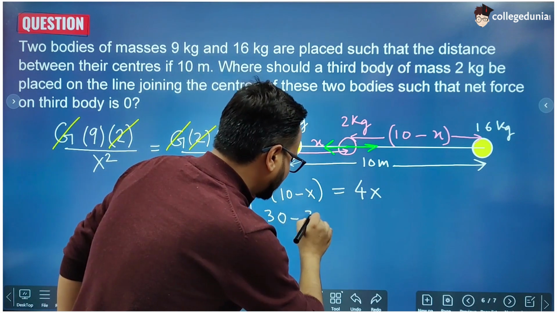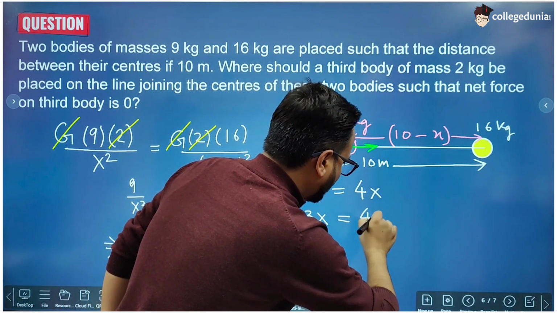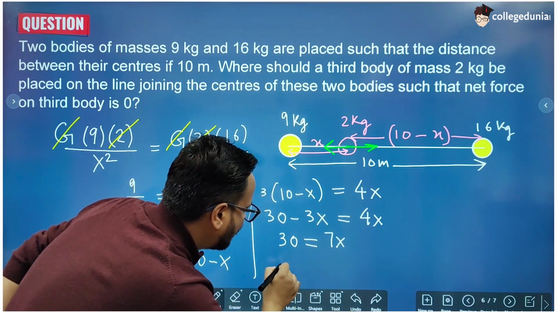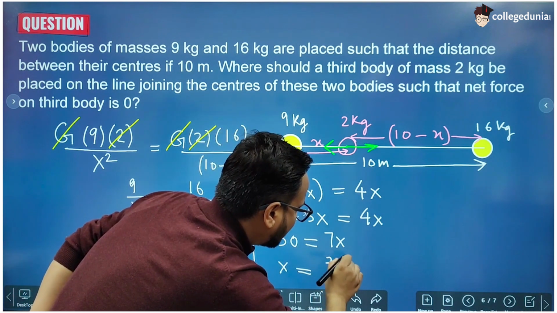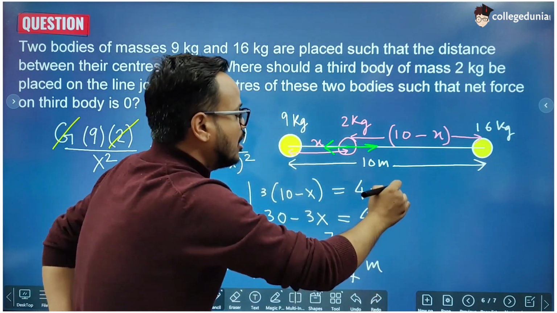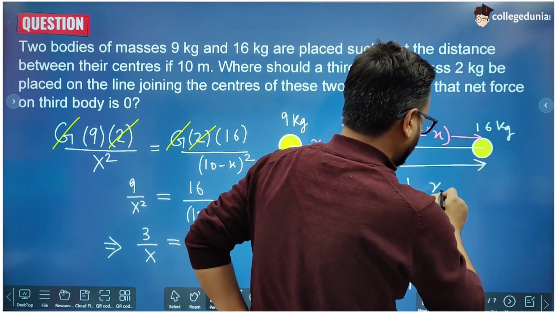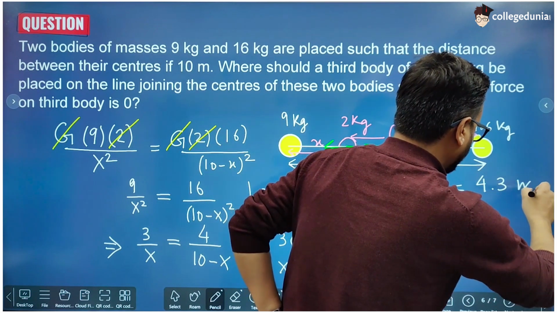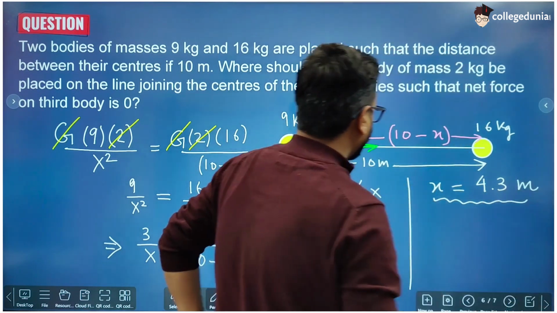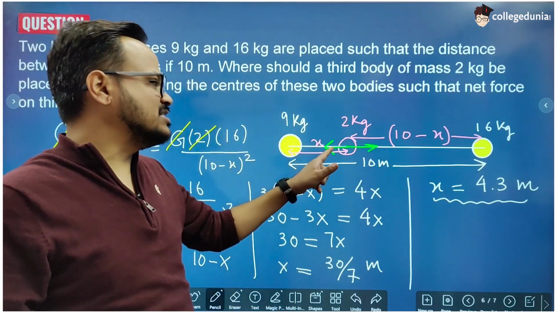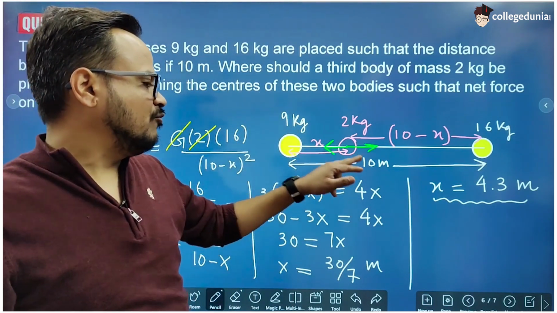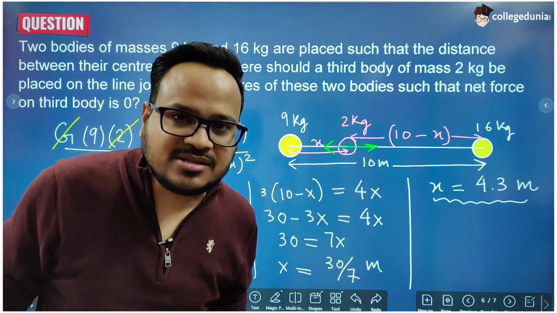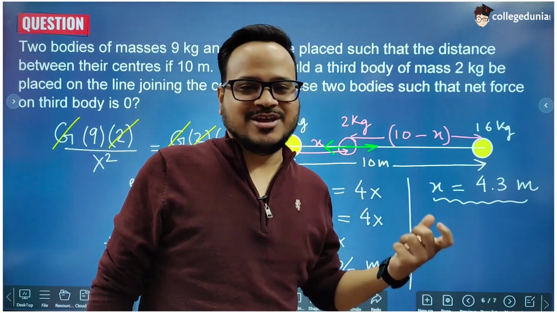30 minus 3x equal to 4x, which gives 30 equal to 7x, which gives x equal to 30 by 7 meter, which is approximately 4.3 meter. So this point where the resultant force on the 2 kg mass is 0 is at a distance of 4.3 meter from the 9 kg body, and 10 minus 4.3, which is 5.7 meter, from the 16 kg body.